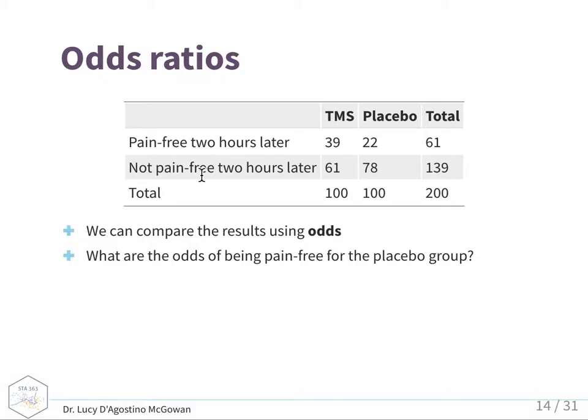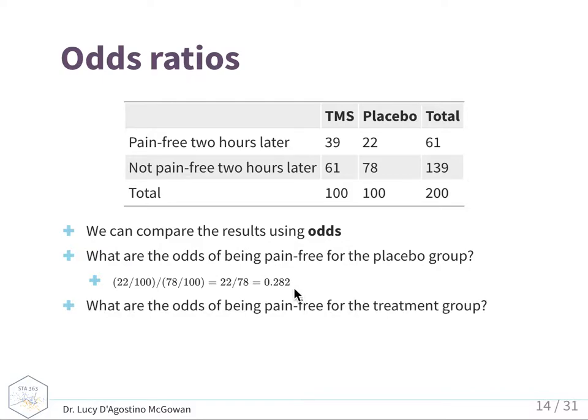And so what are the odds of being pain-free for the placebo group? So that's going to be 22 divided by 100. So that's the probability of being pain-free, given that you're in the placebo group, 22 divided by 100. And then if you remember, the odds are the probability divided by 1 minus the probability. And so the probability of being not pain-free in the placebo group would be 78 divided by 100. So 22 over 100 divided by 78 over 100, which is equal to 22 over 78, which is equal to 0.282.